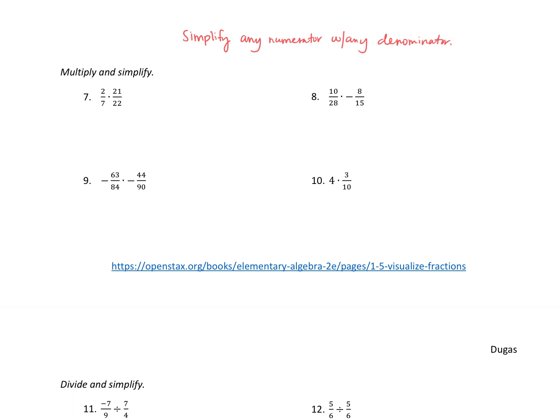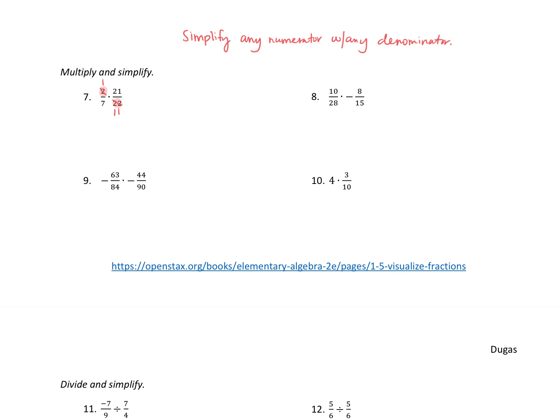So if I'm looking at 2 and 22, 2 is a factor that's in the numerator and 22 is a factor that's in the denominator. I can reduce that because both of them are evenly divisible by 2. So 2 divided by 2 is 1, and 22 divided by 2 is 11.